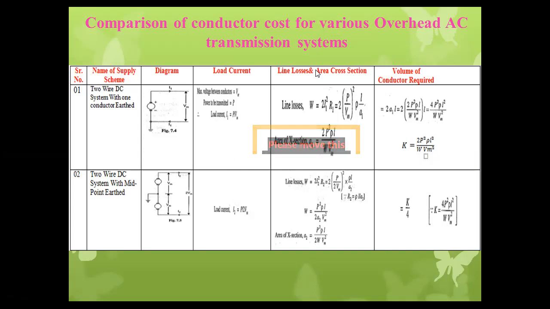See over here, in case of the two wire DC system with one conductor earthed, the value is K. This one is the reference value. In case of two wire DC system with the midpoint earthed, it is K by 4. Keep in mind one thing, if the volume of conductor material required is more, it means its cost will be higher.